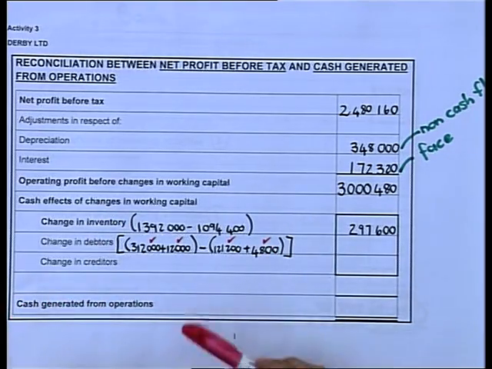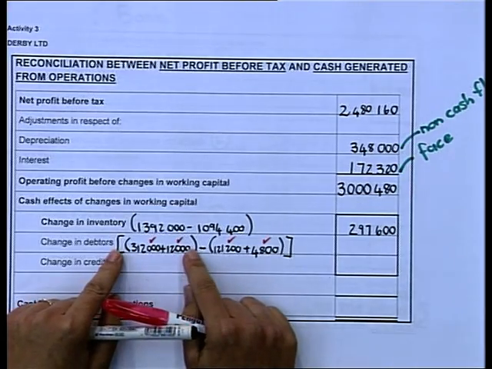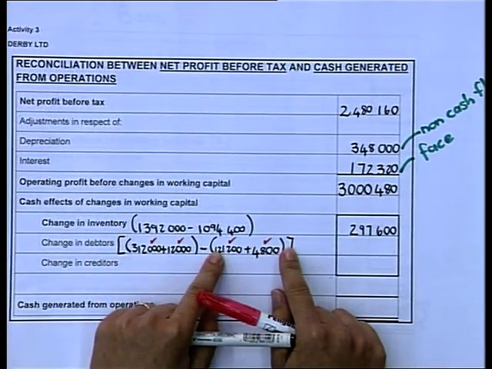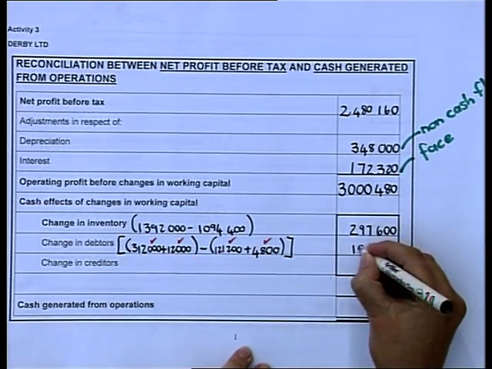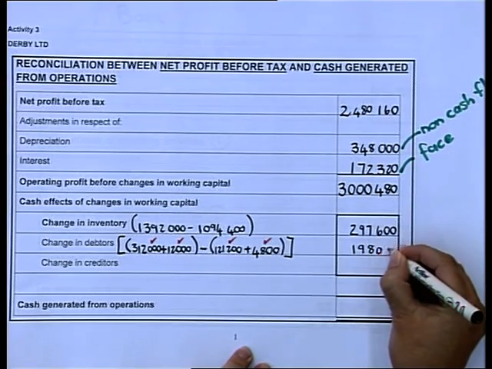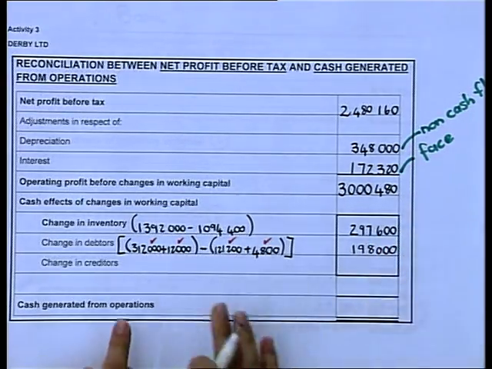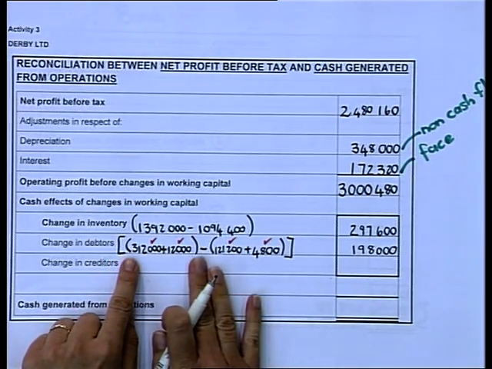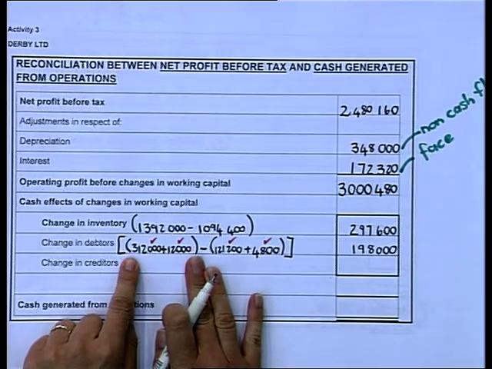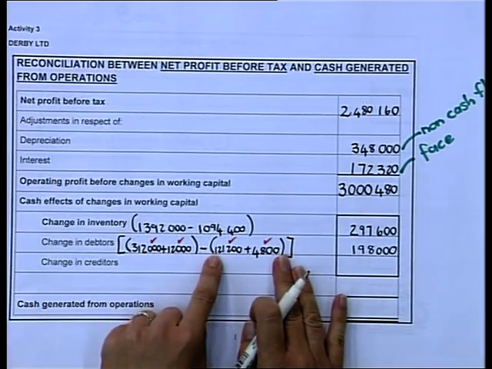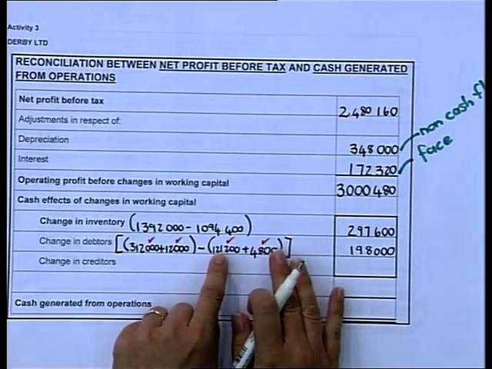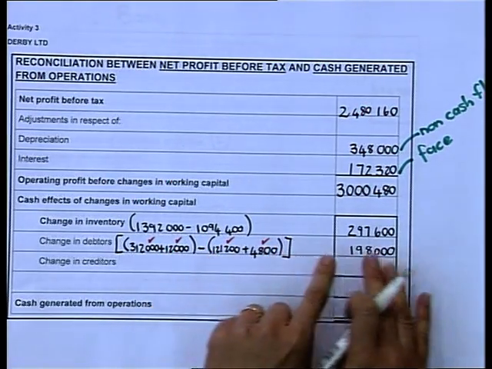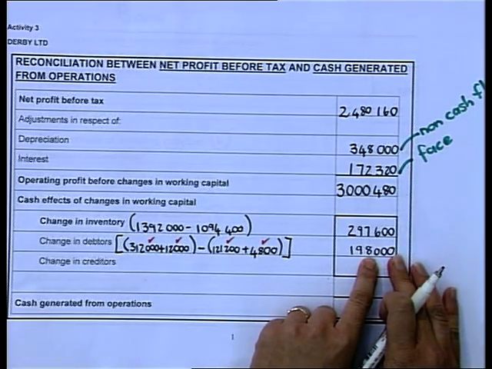And in the end, this is going to be 324,000 minus 126,000. You'll see that debtors changed by 198,000. So at the beginning of the year, I had about 324,000 Rand that was owed to me. At the end of the year, I have 126,000 owed to me. Debtors decreased. Fewer people owe the business money. Therefore, the business had a positive effect on its cash flow.